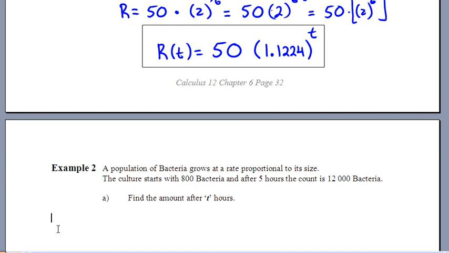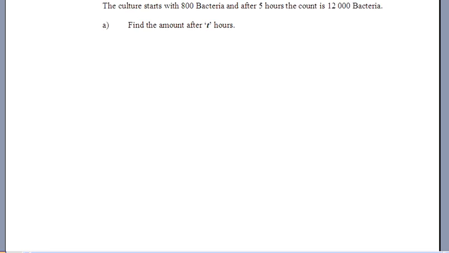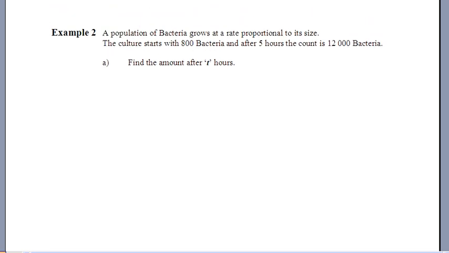So this example 2, what do we got here? Oops, that was kind of bad. Let me kick that down here a little bit. Okay. There we go. Got the pages sorted out here now. Example 2. A population of bacteria grows at a rate that's proportional to its own size. Okay, that sounds like exponential growth to me. The bacteria culture starts off with 800 bacteria, 5 hours later up to 12,000, and the first thing we're going to do is find the amount at time t.